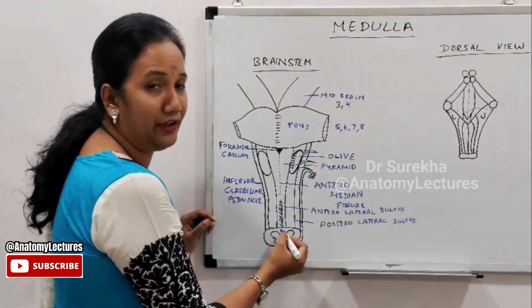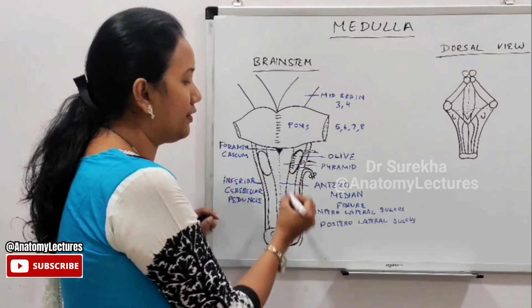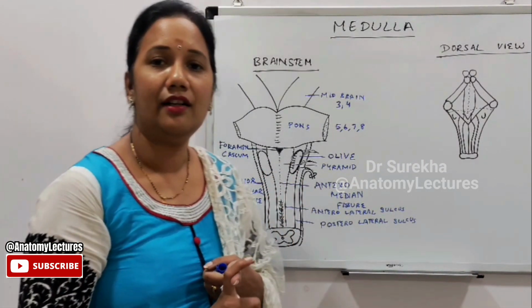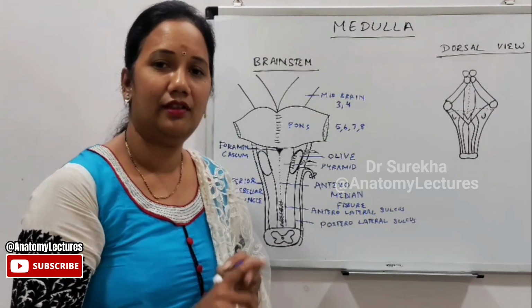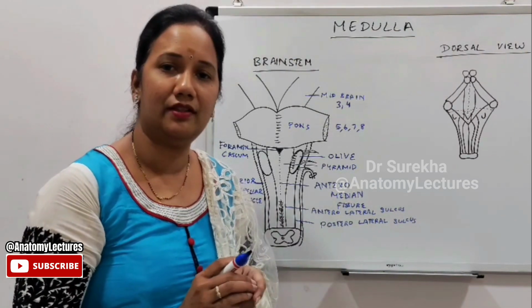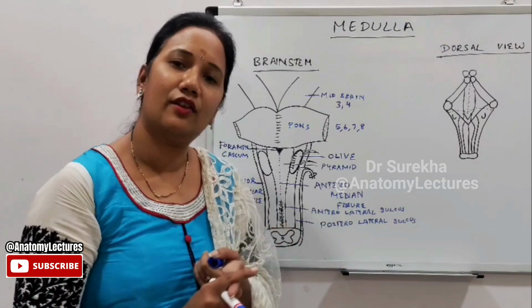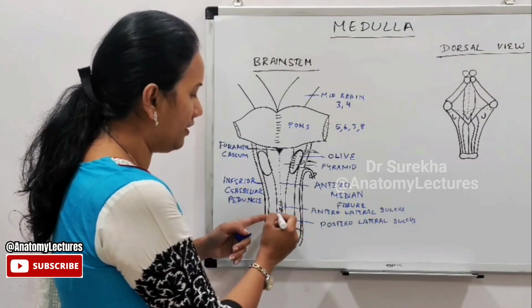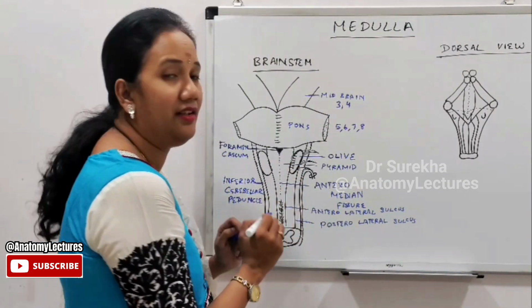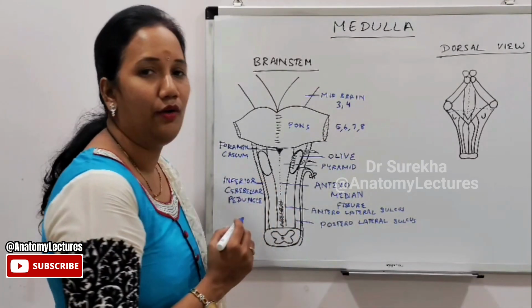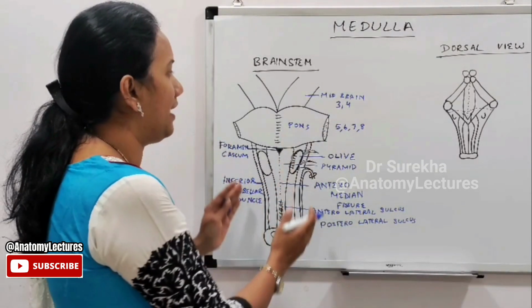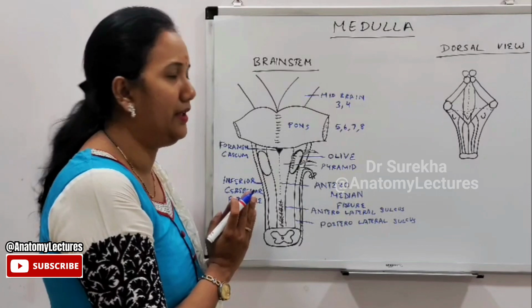That is discontinuous. Why? Because there is crossing over of the lateral cortico-spinal tract. You know, 75% of the fibers of the cortico-spinal tract will cross over. So because of that crossing over, this anteromedian fissure is disturbed in its lower half. So this is about the ventral view of the medulla.